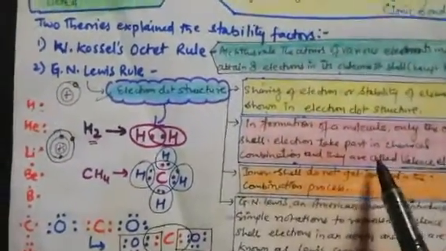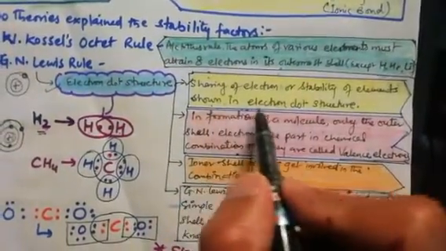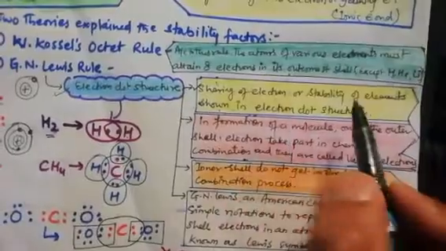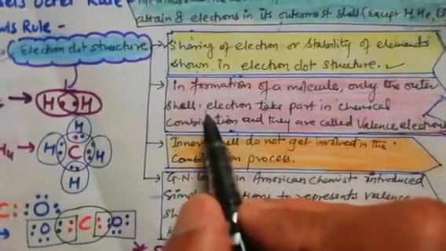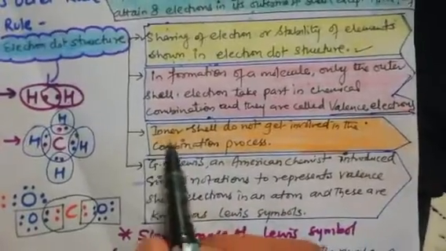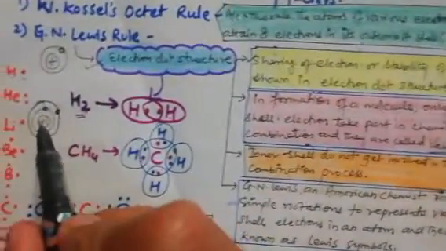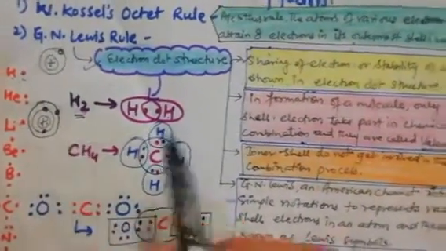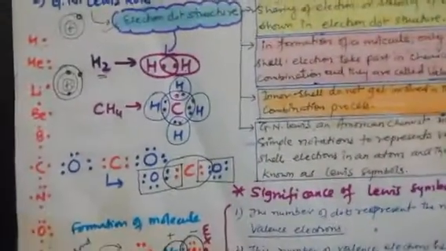So what are the general characteristics of the Lewis rule? Let's discuss. First is sharing of electrons or stability of element shown in electron dot structure. Second, in formation of a molecule, only the outer shell electrons take part in chemical combination and they are called valence electrons. Third is inner shell does not get involved in the combination process. Inner shell means those electrons which are present in the inner shell. These electrons are not participating in the electron dot structure. Only the electrons present in the outermost shell participate in the electron dot structure.